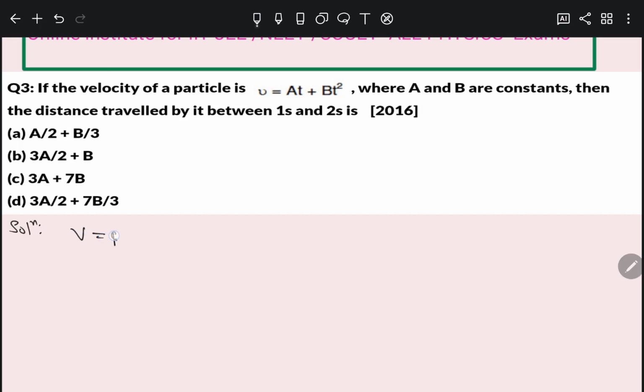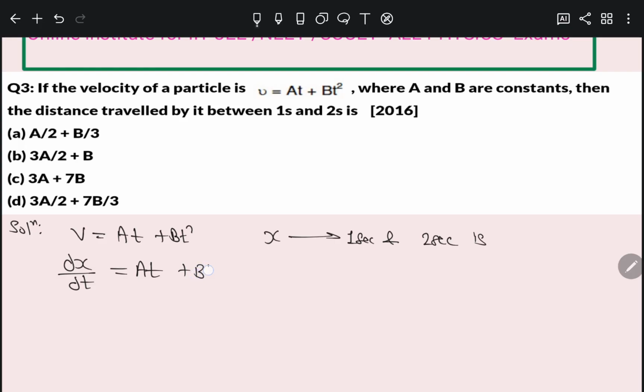They have given velocity equal to at plus bt square, where a and b are constants. Then the distance traveled by it in time 1 second to 2 seconds. v is equal to dx by dt, which is equal to at plus bt square. So dx is equal to (at plus bt square) dt.